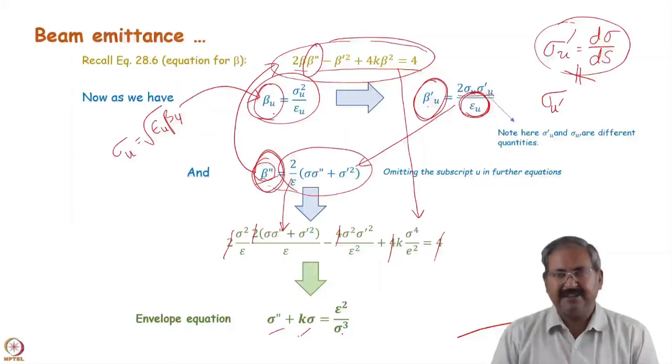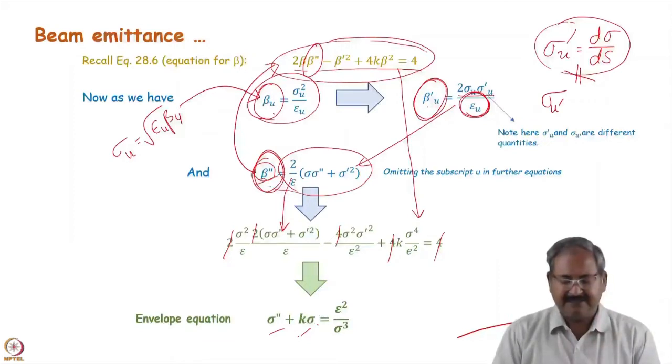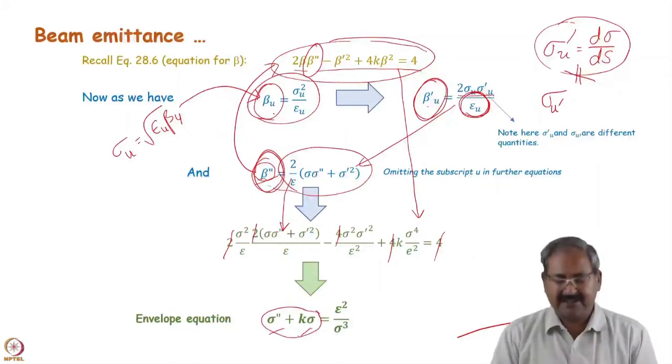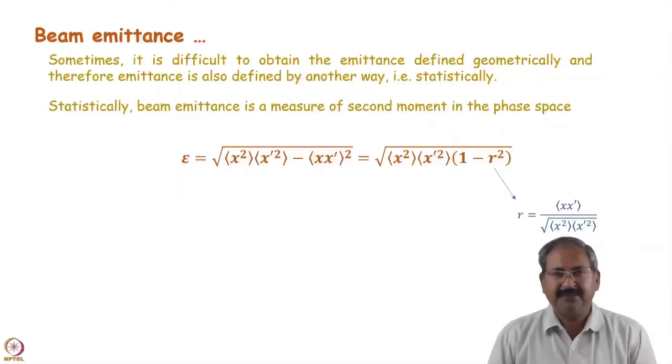So now you can see in the equation of beam sizes, it is like the simple harmonic oscillation sigma double prime plus k sigma, but this is an additional term, and this additional term comes because of this emittance. So this emittance shows you an extra force term. This force term is known as emittance force, and if you put k equal to 0, meaning drift space, even then sigma double prime will not be 0, and sigma double prime will then be defined by this emittance force.